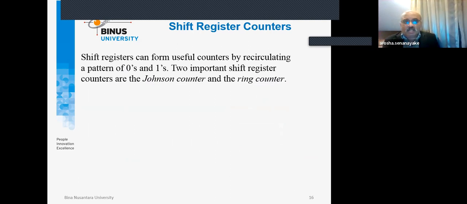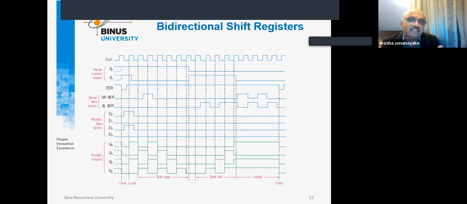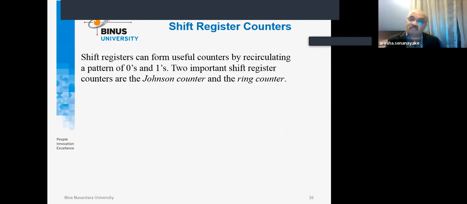Here we have other types of shift registers. We have looked at shifting bits, parallel to parallel, parallel to serial, serial to parallel, serial to serial. But we can also use these kinds of registers as counters. How to count the number of pulses? In our case, our intention is to count 1, 2, 3, 4, 5, 6, 7.